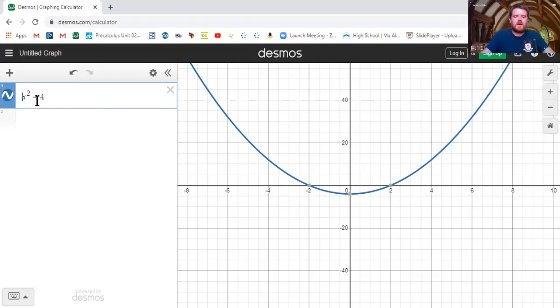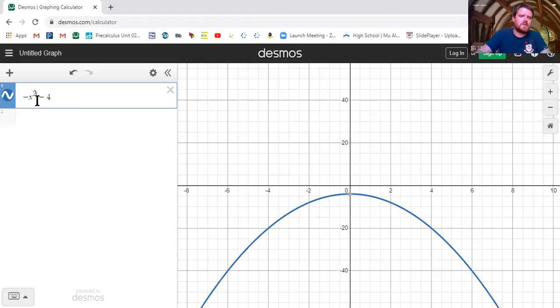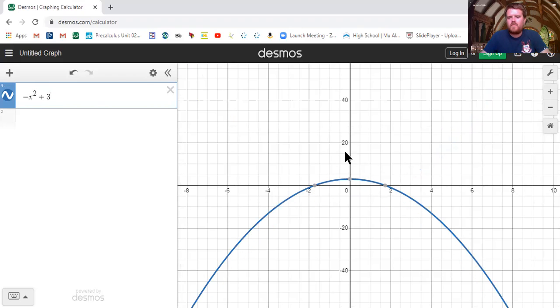And vice versa, if I have something like negative x squared plus 3, same thing, I can have 1 extrema because it's 1 less than 2. And here, my extrema happens to be a relative or absolute maximum at (0, 3).